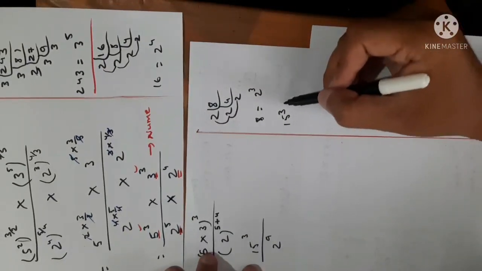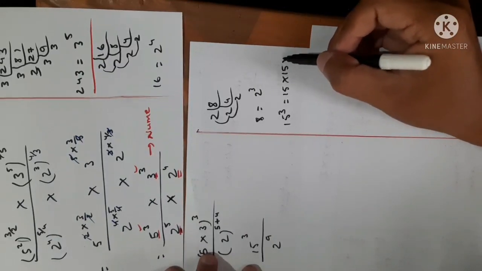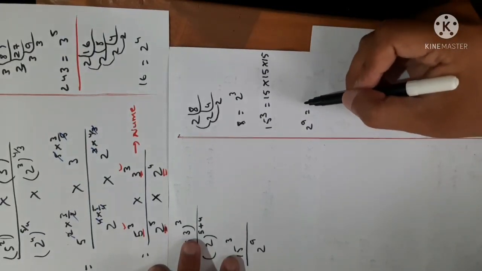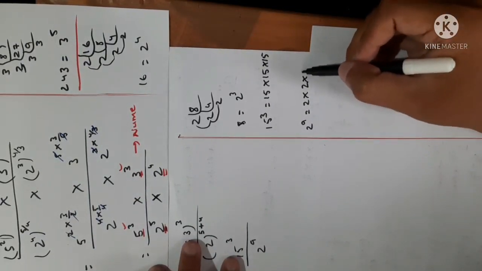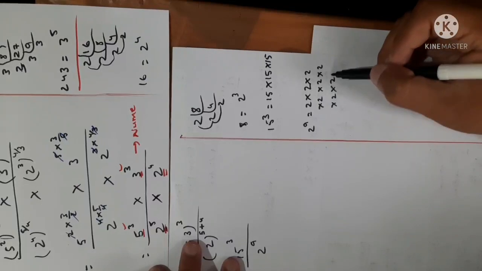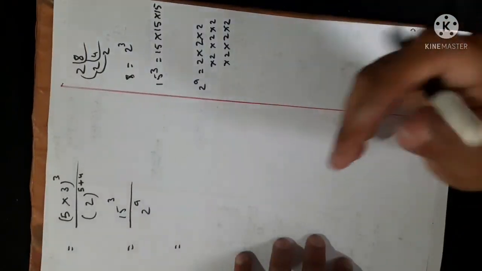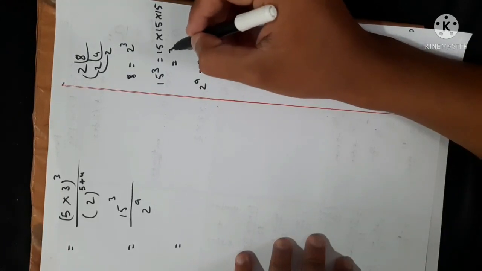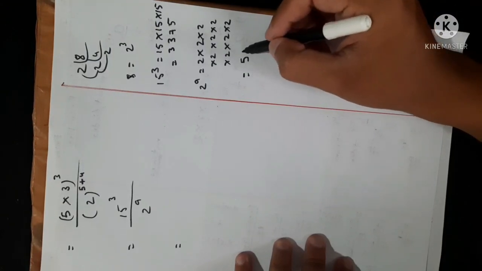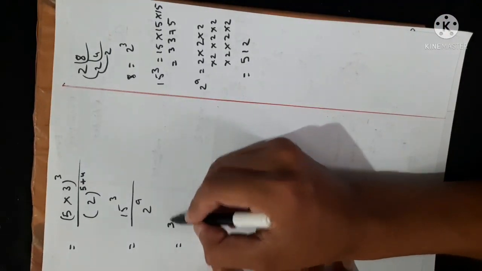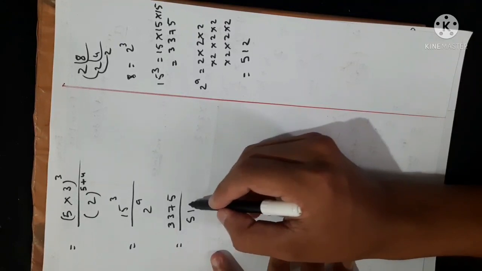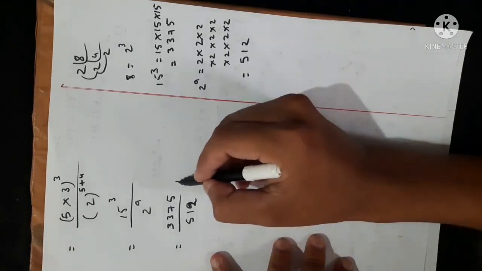So then we find this value. 15 cube means we have to multiply 15 three times. And 2 to the power 9 means we have to multiply 2 how many times? 9 times. Multiplying this, you will have 3375, and here we will have 512. So we just write 15 cube equal 3375 divided by 2 to the power 9 equal 512, and this will be the answer.